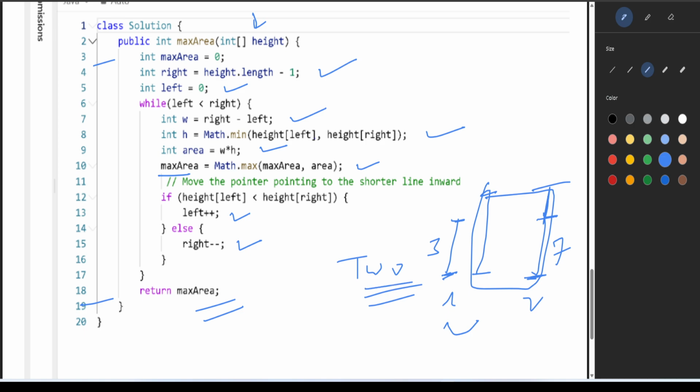We should understand the 2-pointers algorithm, and we have to calculate our area, and once you calculate the area, you check with the previous area. Whichever is the maximum, you will update the max area. So finally we will return the max area.